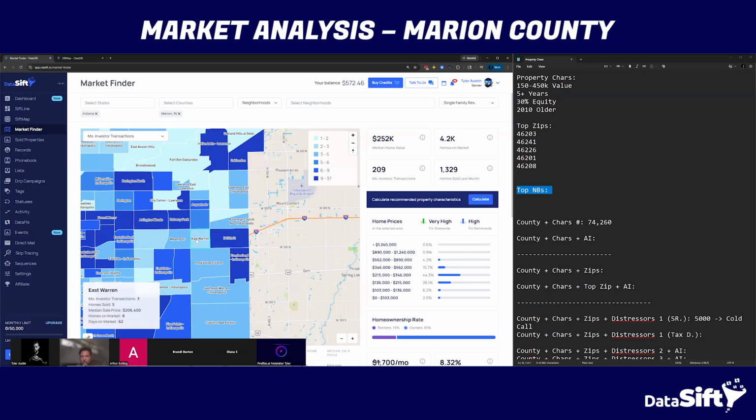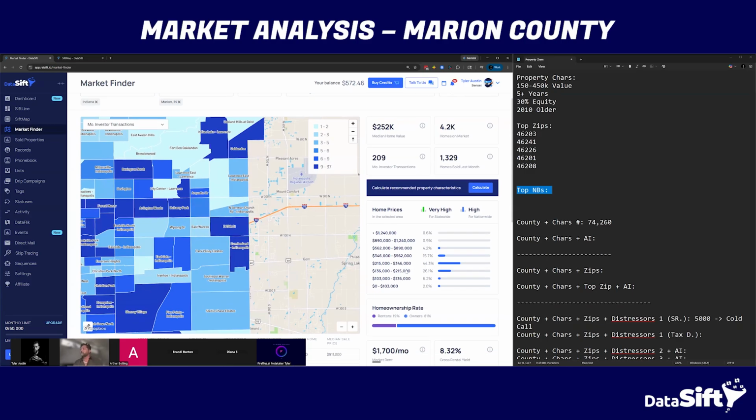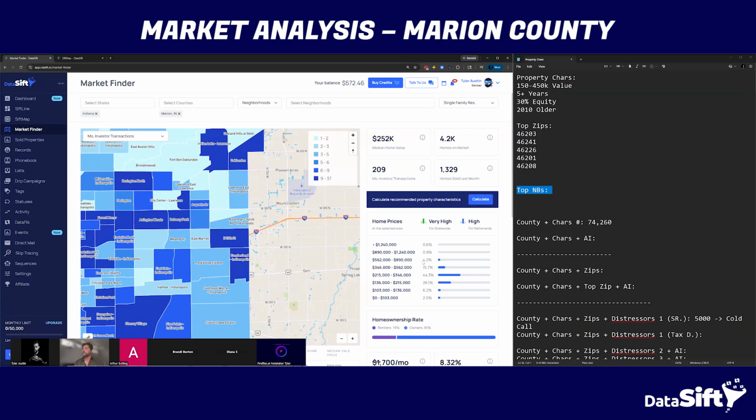Like for investors, that's not a lot compared to East 25th Street. I'd rather mail more people there because there's like 2 a month that's happening. All right, so just keep that in mind. It's important to look at it from that perspective.